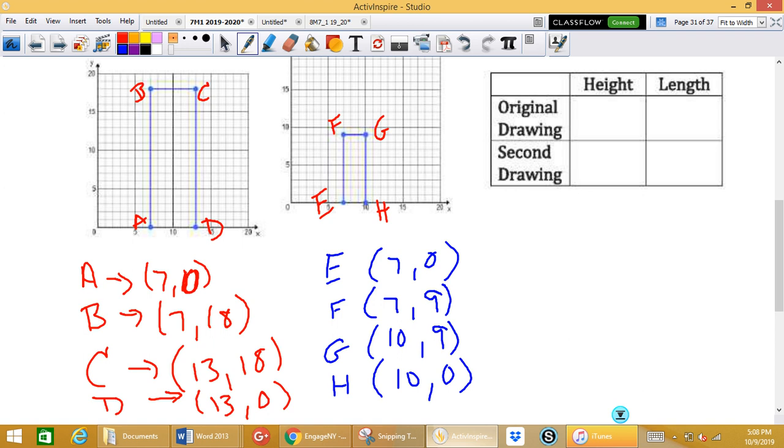So now we need to take the height and the length of the original drawing. So the height goes from 0 to 18, so it's 18 high, and from 7 to 13, so that's 6 long. The smaller one, the reduction, because it's made smaller, the height goes from 0 to 9, so it's 9 high, and goes from 7 to 10, so it's 3 long.